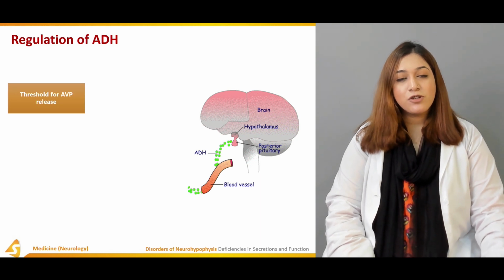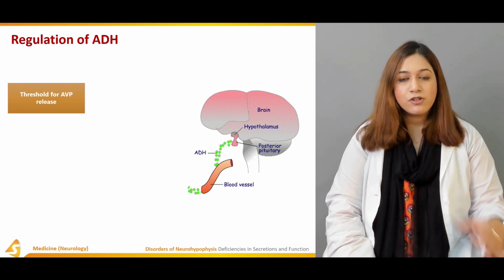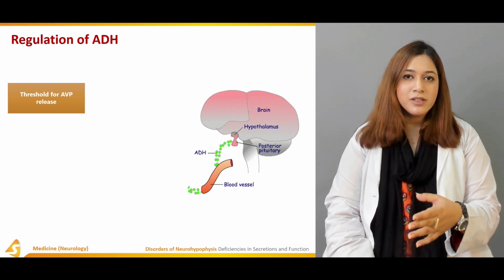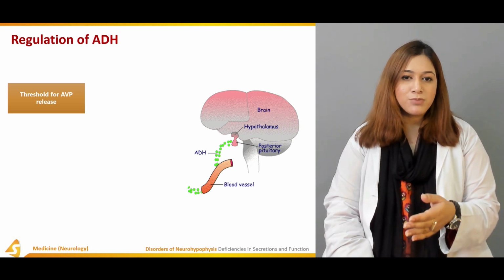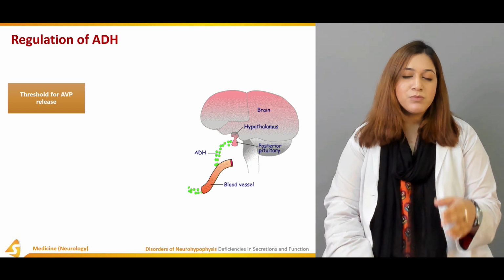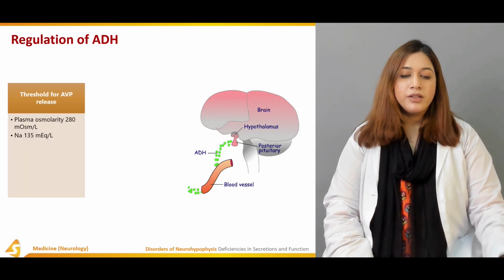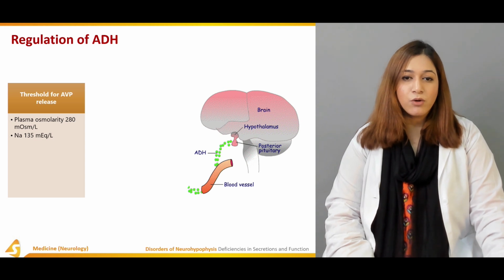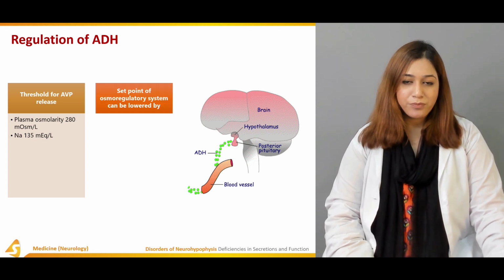Now, what is the threshold for AVP release? We said that basically ADH release is mainly dependent on the plasma concentrations of sodium and its anions and on the plasma osmolarity. So what are the values of plasma osmolarity and plasma sodium? These are plasma osmolarity of 280 milliosmoles per liter and above, and sodium 135 milliequivalents per liter or above, which is responsible for the regulation of ADH, or for the release of AVP.